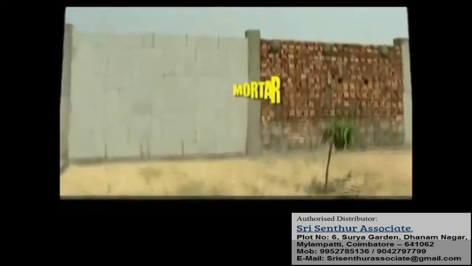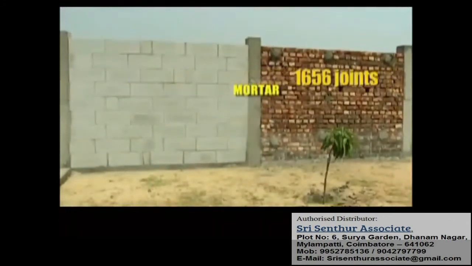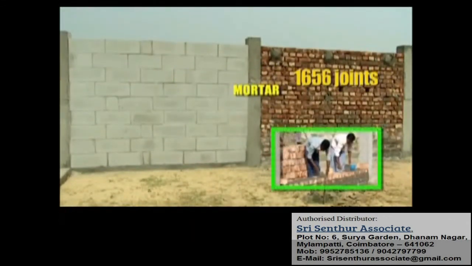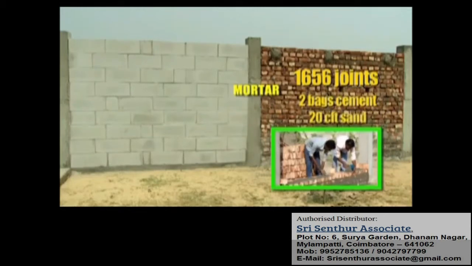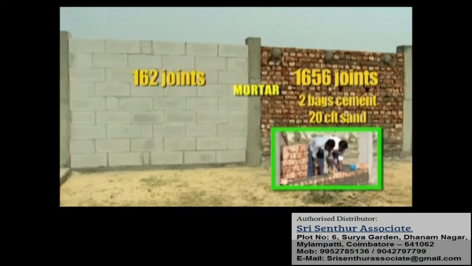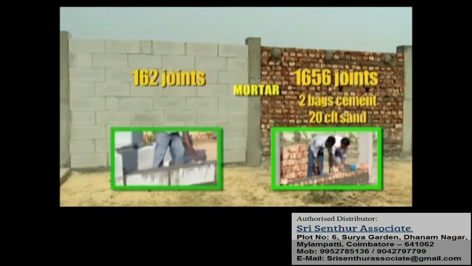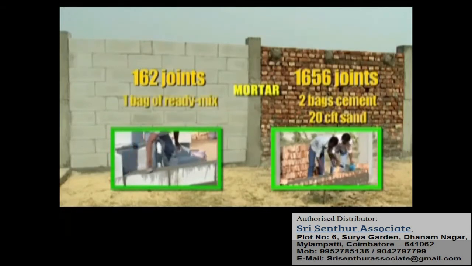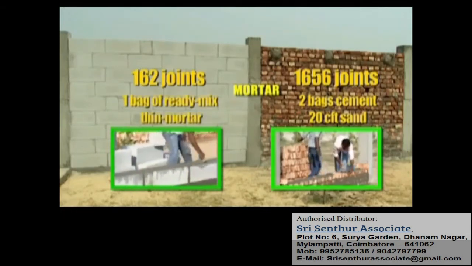To bond 585 bricks, 1,656 joints of 15 mm to 20 mm thickness, a thick mortar of 2 bags of cement and 20 cubic feet of medium sand was used. While to join 50 blocks with 162 joints of average 3 mm thickness, less than 1 bag of ready-mix thin mortar was used.